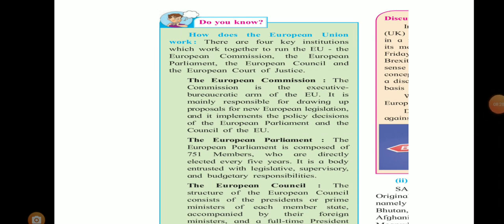Now write it down. Second point, the European Commission. Give that title, the European Commission. Under the title, start writing. The Commission is the executive bureaucratic arm of the EU, full stop. EU in a capital letter.